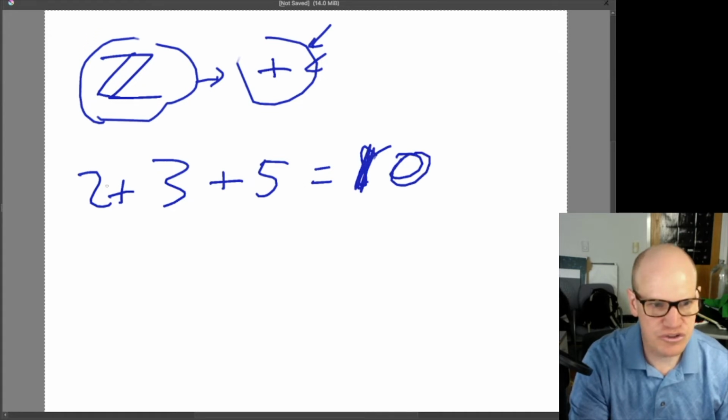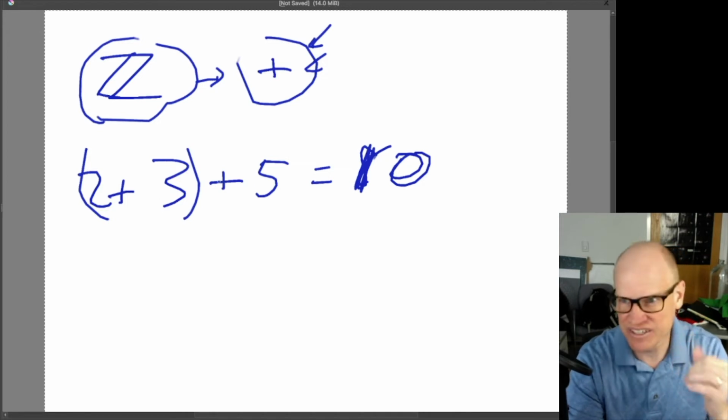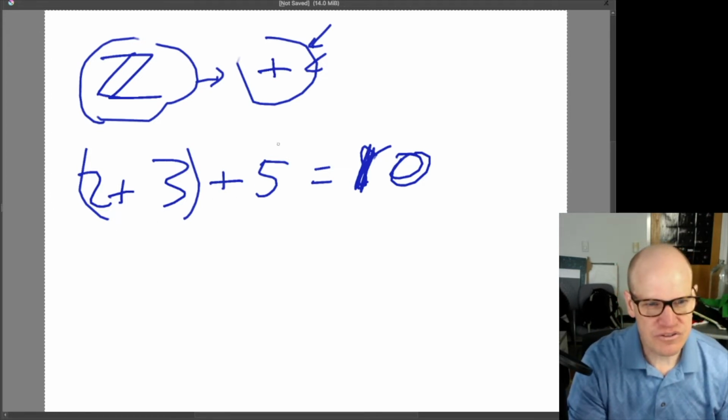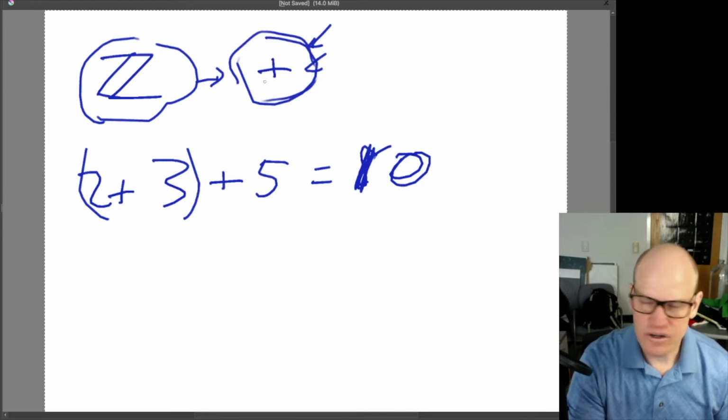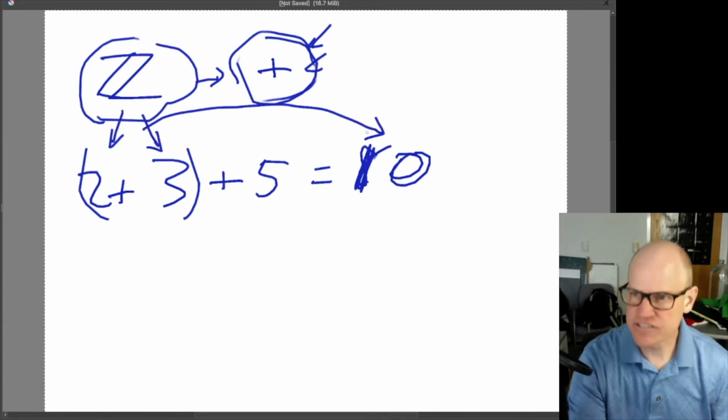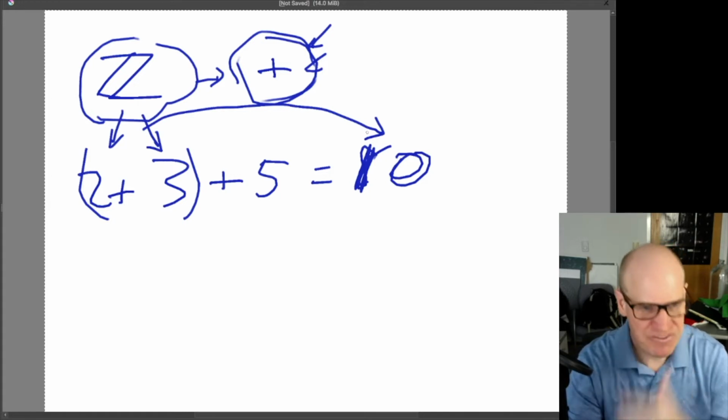You can only do it 2 at a time. You can only either add 2 plus 3 or 3 plus 5 or 2 plus 5 and then add the third number to it at the end. So a binary operation, when you take 2 elements out of the set and you get a third element out of the set, is called a closed binary operation.